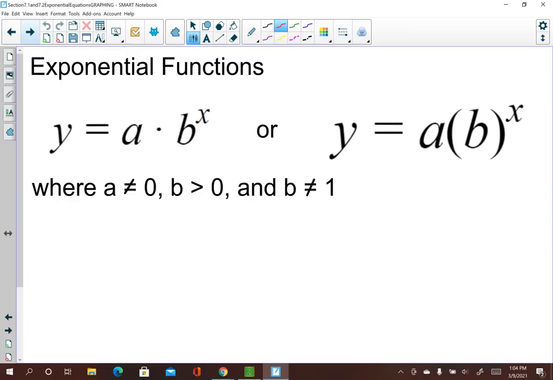So an exponential function is defined as y equals a times b to the x. You can write it with a multiplication dot or with parentheses, either way you want to look at it. This is a more basic form of an exponential function. By definition, a function is exponential if the input variable is in the exponent of some base. Here, a cannot be equal to 0, b has to be greater than 0, and b cannot be equal to 1 for it to classify as an exponential function.